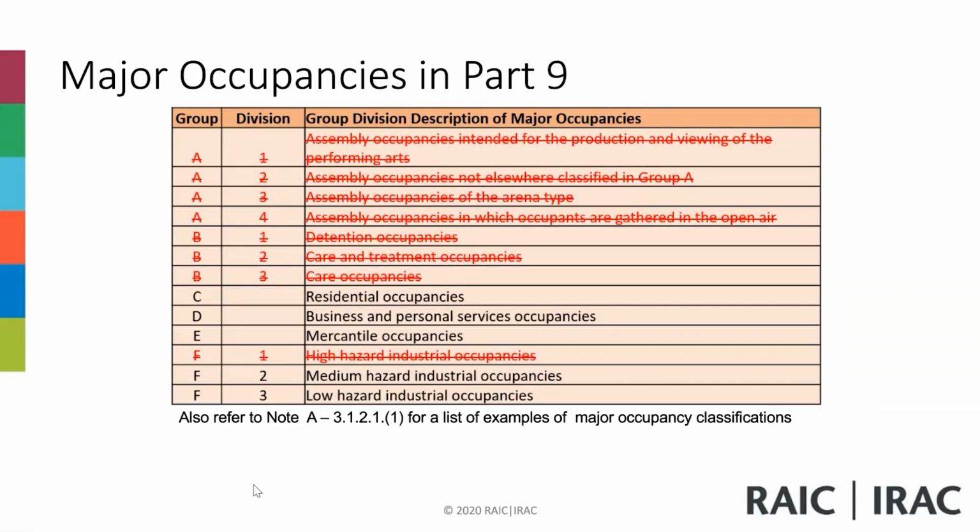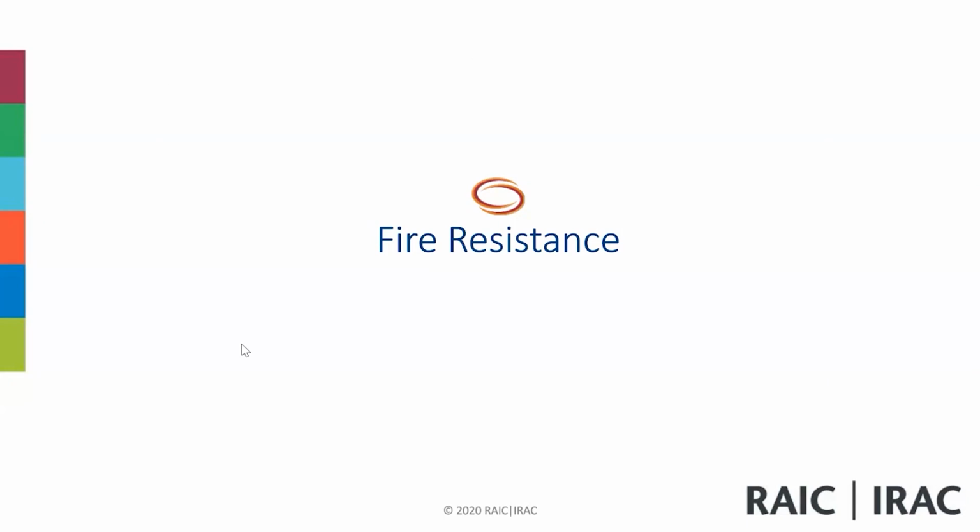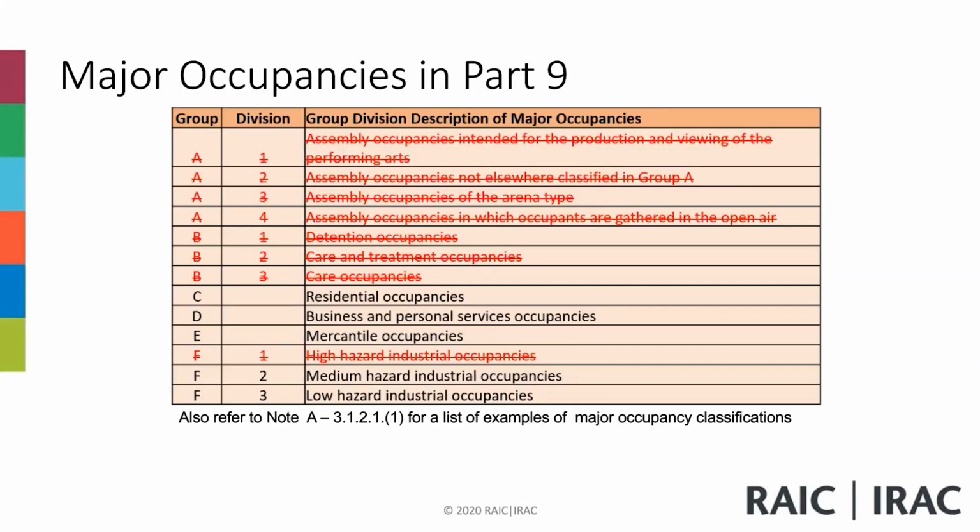Major occupancies in part 9, as we have seen, part 9 applies only to Group C, residential occupancy, Group D occupancies, mercantile occupancies, Group F2 and F3. And we have seen that for custodial homes and care occupancies where there's sleeping accommodation for less than 10 people, convalescent homes where people are mobile and they have sleeping accommodation for not more than 10 people, we can classify them as Group C and we can look at them there.